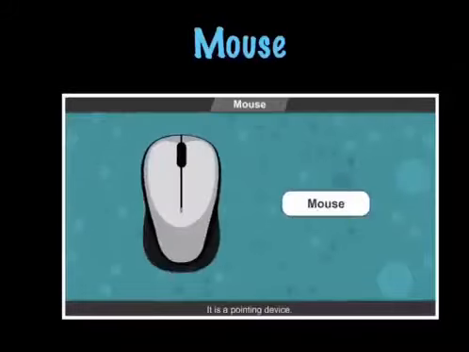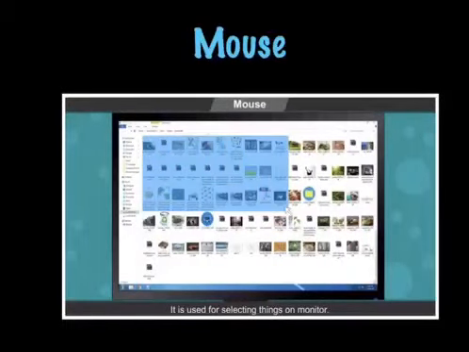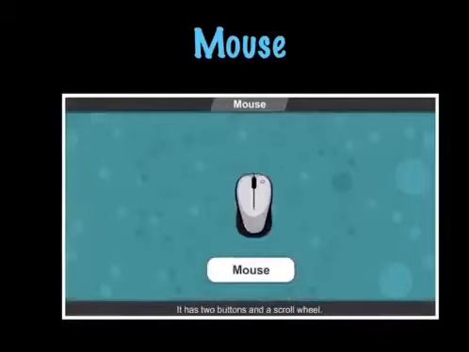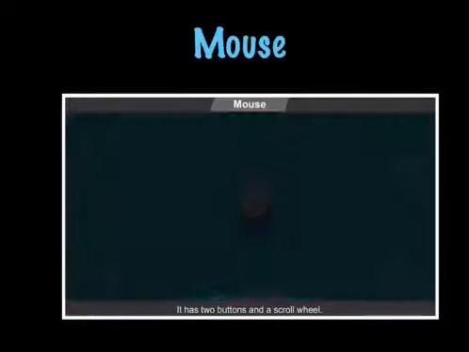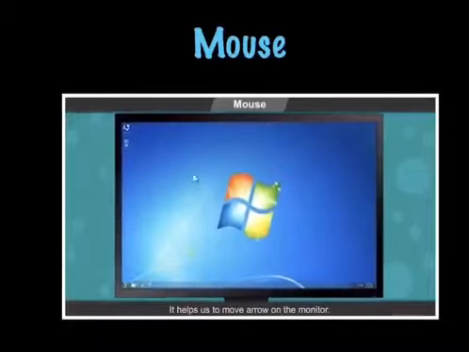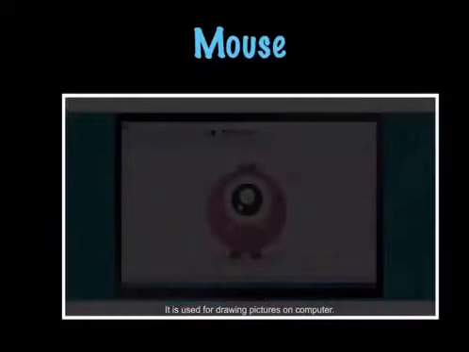Our next part of a computer is mouse. Mouse is a pointing device. It is used for selecting things on a monitor. Mouse has two buttons, left button and right button, and it also consists of a wheel, that is a scroll button. It helps us to move the arrow on the monitor. It is used for drawing pictures on the computer. You also use mouse to open any file or folder on your computer. It is also known as an input device.